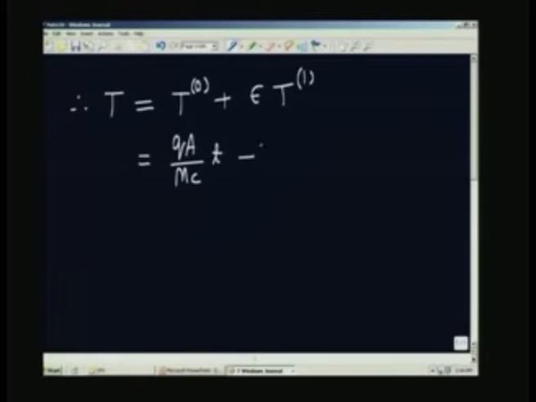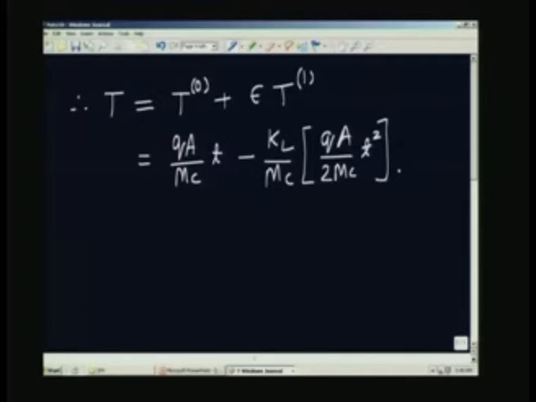Therefore, T will be equal to T naught plus epsilon T1, and T naught is qA by mc into t minus epsilon is kL by mc multiplied by qA by 2mc into t squared. So this becomes the solution with small amount of loss.